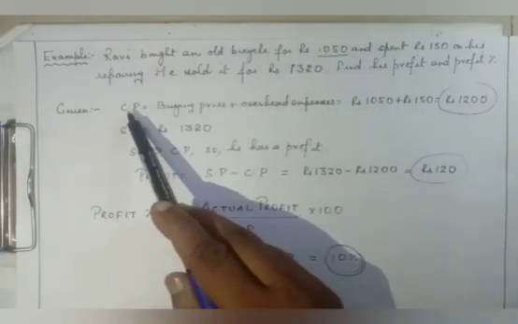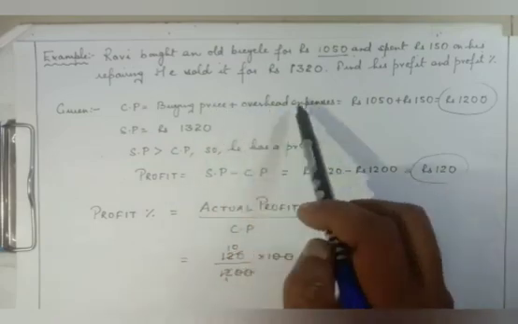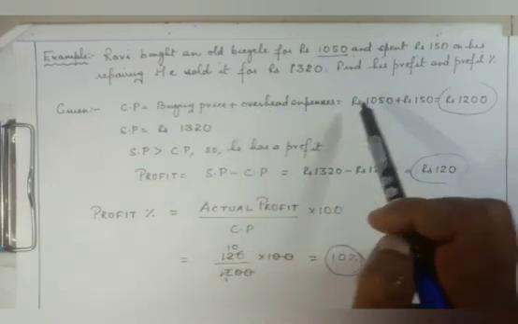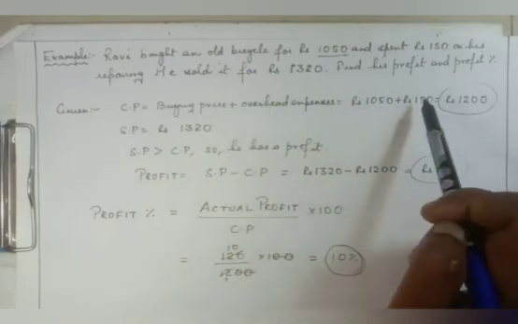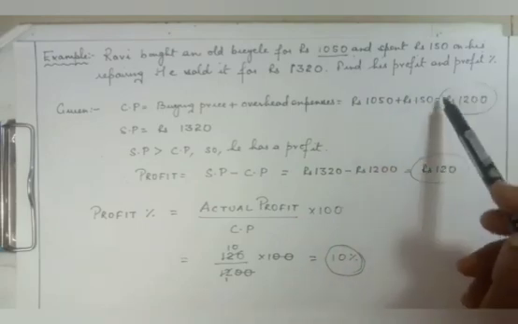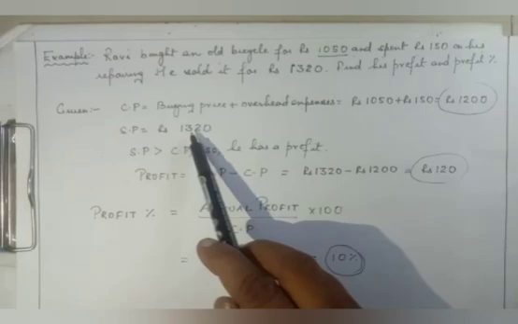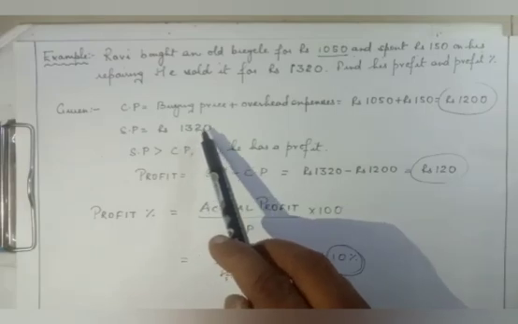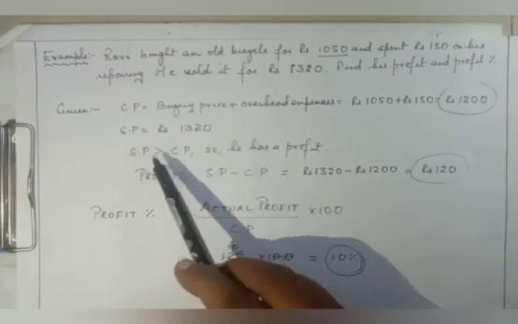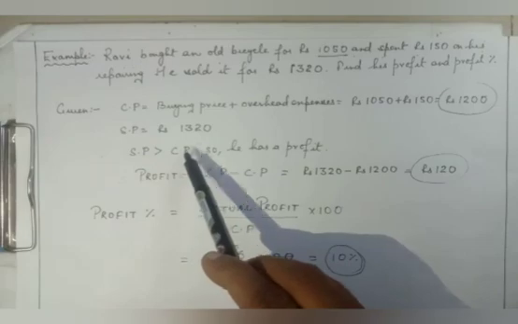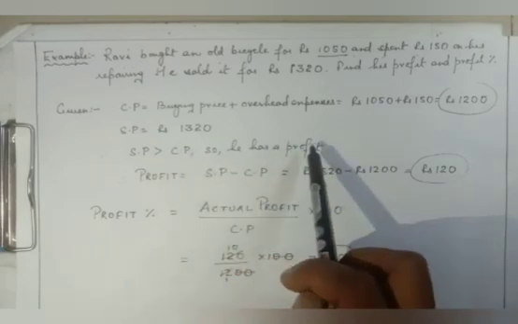So actual cost price will become buying price plus overhead expenses, that is rupees 1050 plus rupees 150. So cost price will become 1200. Selling price is rupees 1320. So you can see that selling price is greater than cost price. So definitely he is going to have a profit.